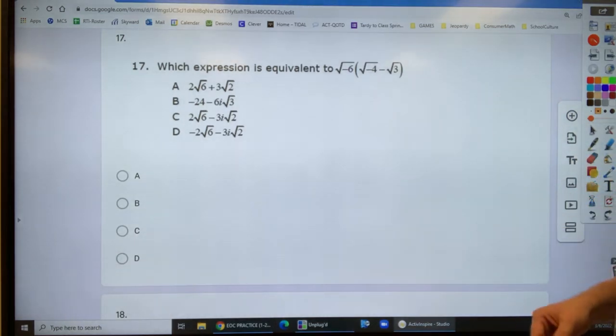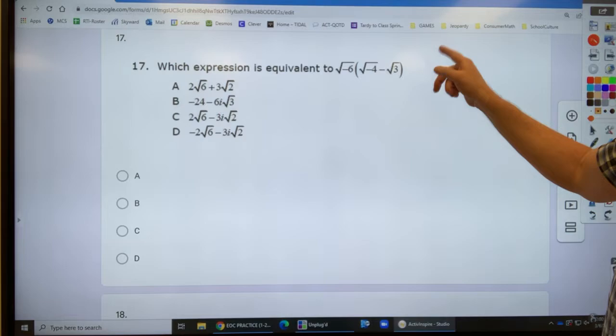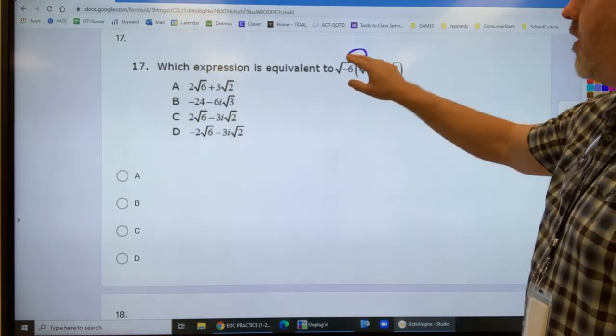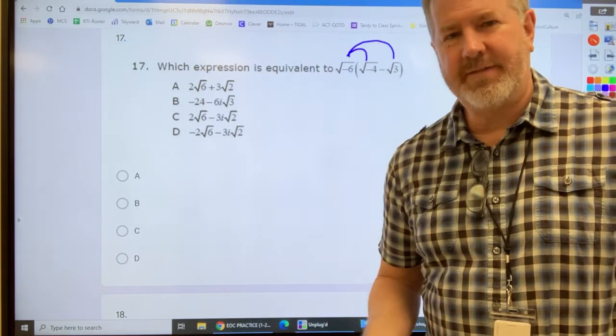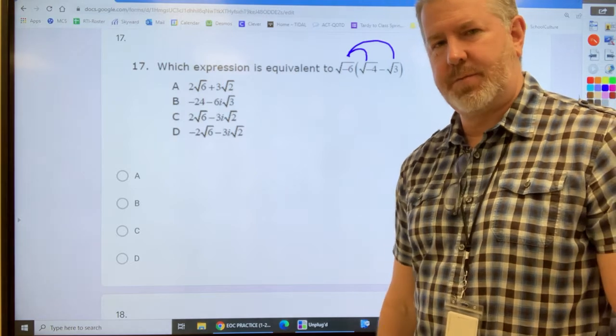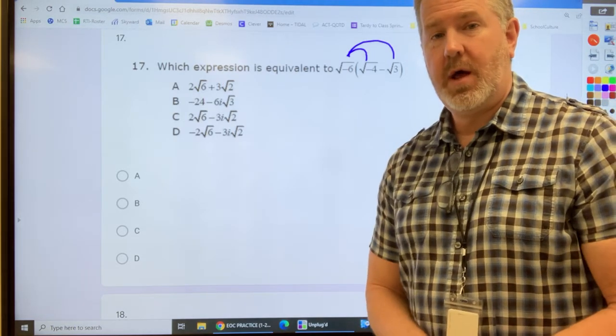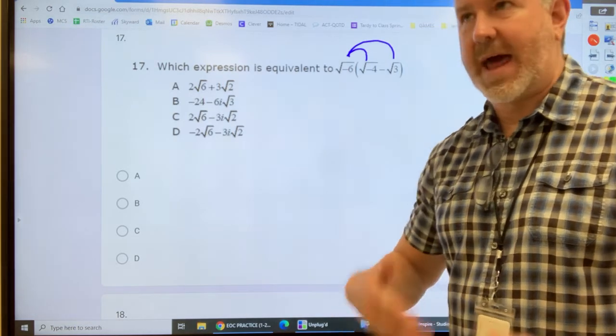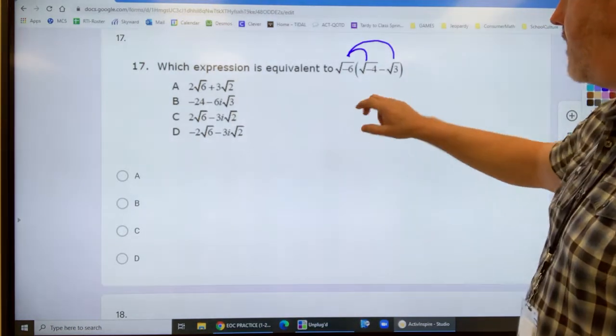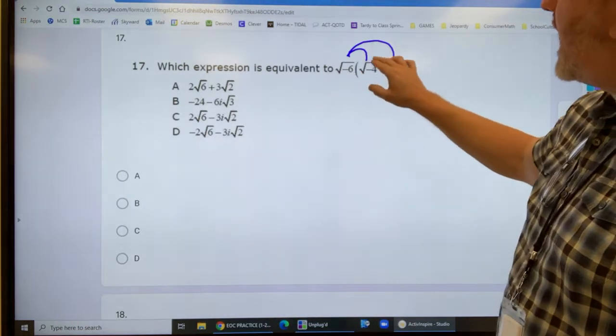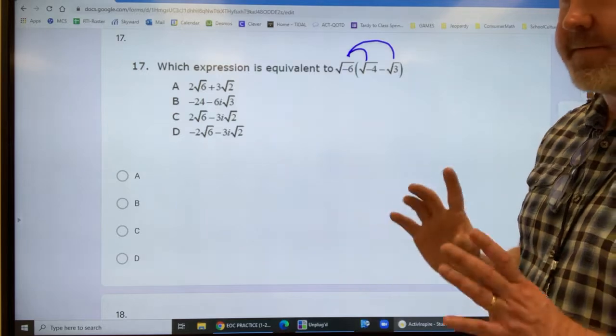Which expression is equivalent to this times that? So we're just going to do our old distribution, but you know, obviously this is Algebra 2, so it's not just distribution, it's using your radical properties and actually distributing everything. So I'm going to go ahead, I'm going to work with the negatives first, all right?